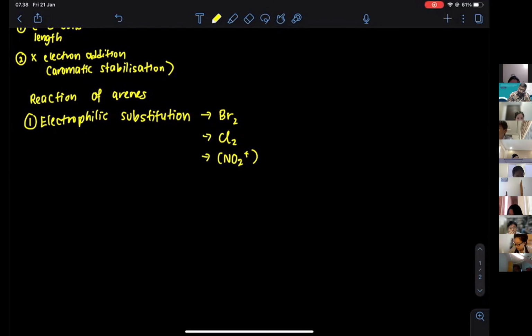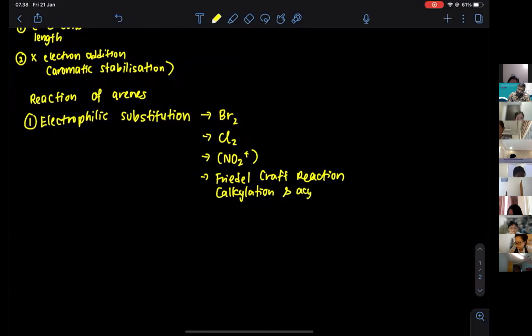There is another one, sorry, which is the Friedel-Crafts reaction, that is, alkylation and acylation. They are considered to be electrophilic substitution. Yesterday when I did the TikTok video, I think I forgot about the Friedel-Crafts reaction.